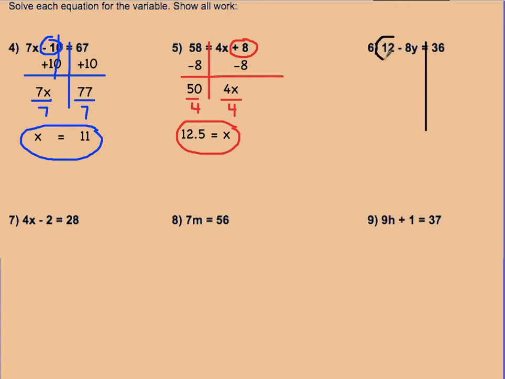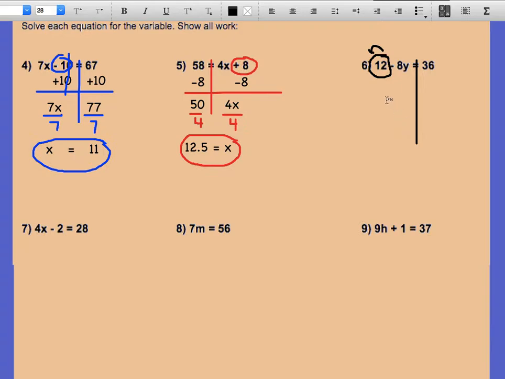Opposite of this. So this one's a little tricky. This 12, there's no plus or minus sign to the left of it. So this is actually a positive 12. So we'll do minus 12. That would be the inverse.